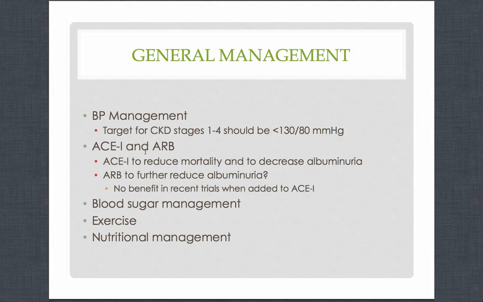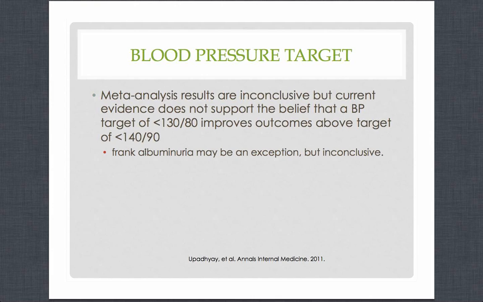General management, again, this is really a little bit beyond the scope, but blood pressure management, typically ACE inhibitors and angiotensin receptor blockers are used pharmacologically. Blood sugar management, exercise, nutritional management. Blood pressure target is less than 130/80. The evidence for lowering blood pressure to less than 130/80 compared to lowering it to less than 140/90 is not very compelling, but I think our understanding of the pathophysiology and some evidence that's available supports a lower blood pressure target. So I think 130/80 remains a good goal.